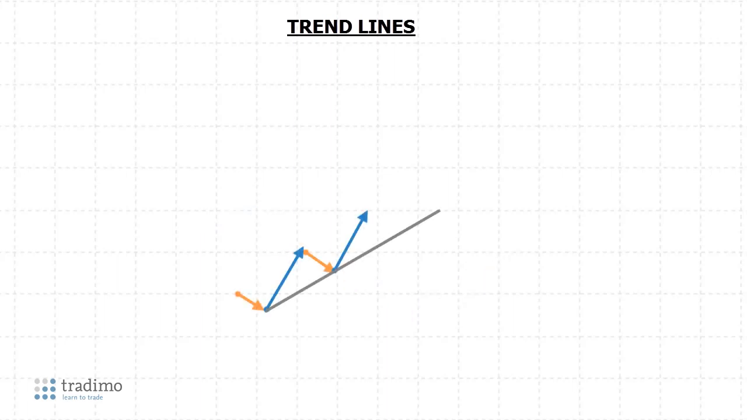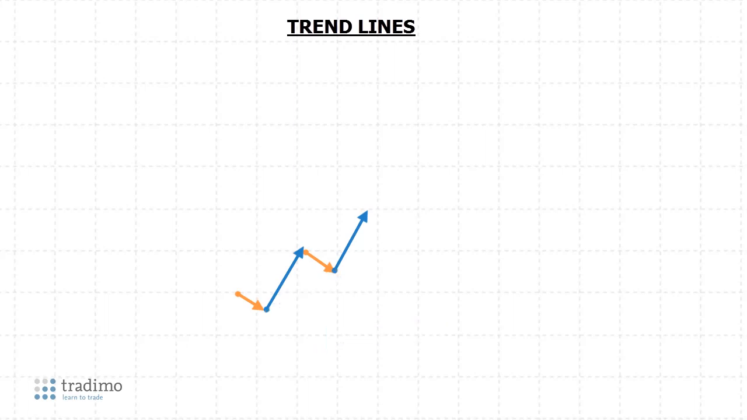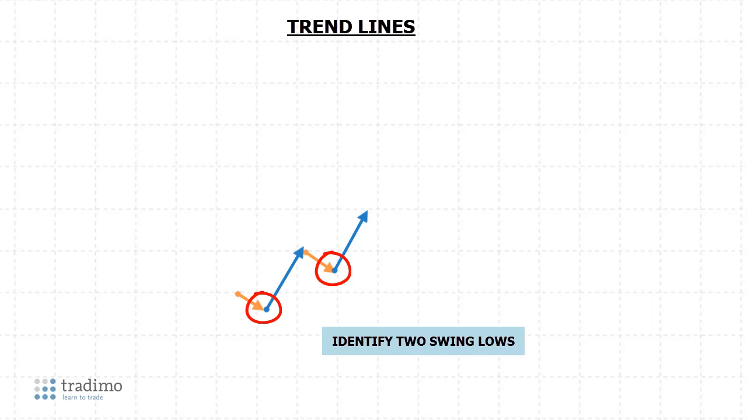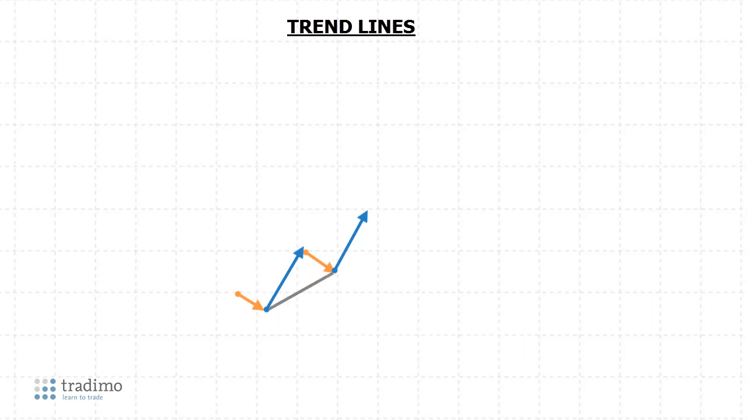Let us now look at what a trend line looks like when drawn on an upswing. In this case, we will look for a trend line to act as support. In order to draw a trend line, you need a minimum of 2 reference points on a chart. Firstly, identify 2 swing lows that stand out to you on a chart, and then draw a trend line from the first low to the second low and extend this line out on your chart.